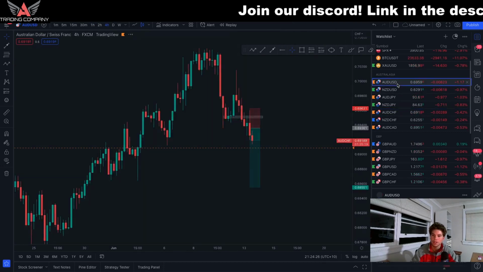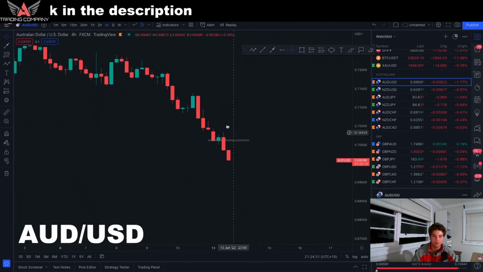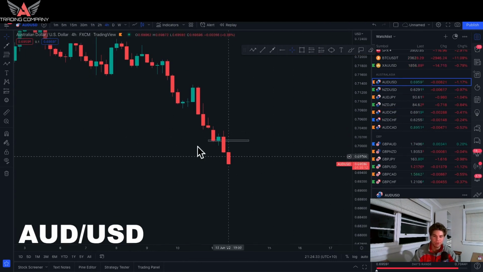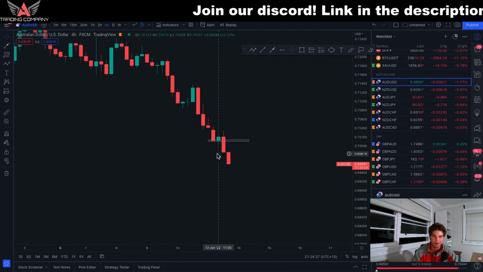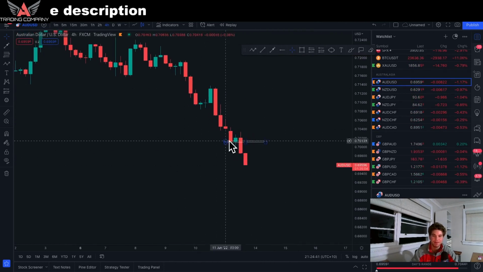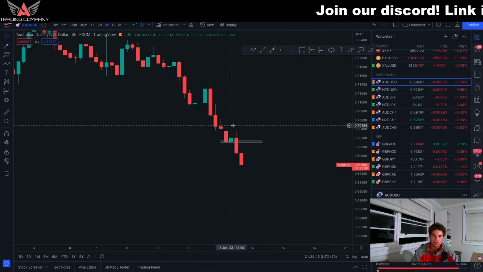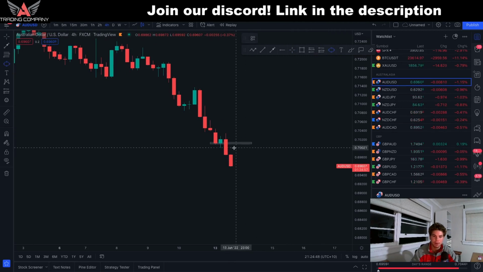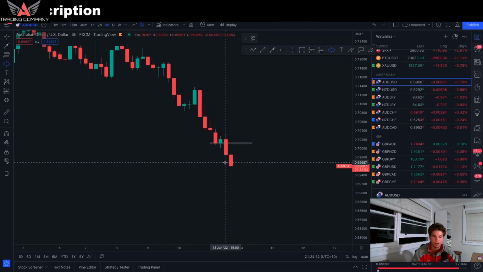So let's keep going with some of these Aussie dollar pairs. Overall, Aussie dollar is getting absolutely hammered. Not sure why. I guess that for me is unimportant. All I care about is entries, exits, and waiting. So if we look at this from a trend perspective, we can clearly see that we are trending down. It doesn't take a genius to see that. We've created new lows over here.